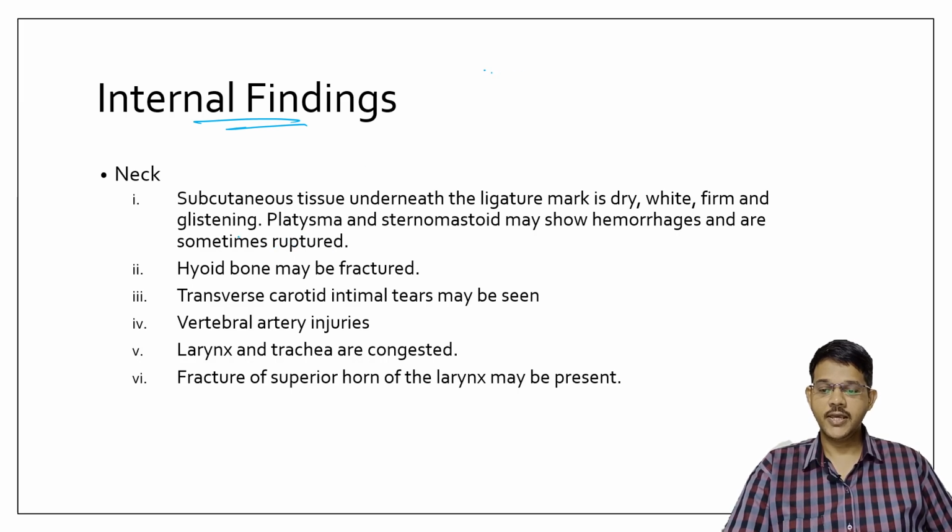When dissecting the neck, the subcutaneous tissue underneath the ligature mark will be dry, white, firm, and glistening. The platysma and sternocleidomastoid muscles may show hemorrhages and sometimes may also be ruptured. The hyoid bone may be fractured in some cases. Carotid intimal tears may be seen in the arteries. The vertebral artery may also be injured. The larynx and trachea are congested or obstructed and congested. Fracture of the superior horn of the larynx may also be present.